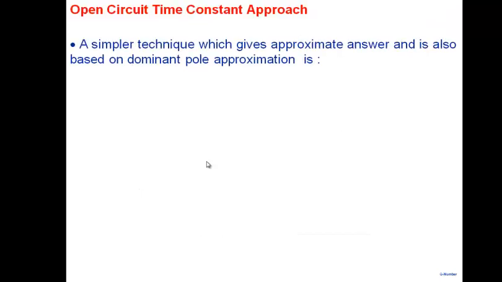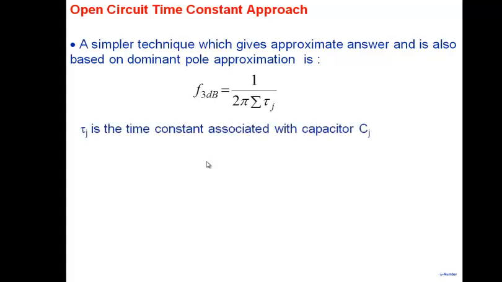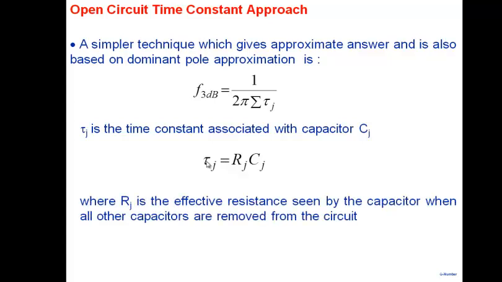Another way that all of you know is the open circuit time constant approach. This is the approach that we are going to use throughout our course. We will say F3dB is 1 by 2 pi sigma tau. Tau is associated with each capacitor, so each capacitor has a time constant. Tau j is equal to Rj times Cj, where Rj is the effective resistance seen by the capacitor when all other capacitors are removed from the circuit. Removed means open circuit. That's why it's called the open circuit time constant.